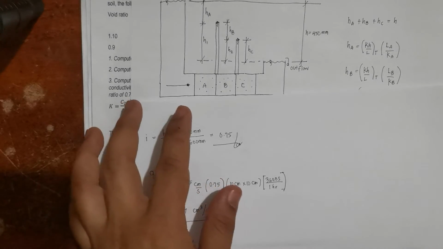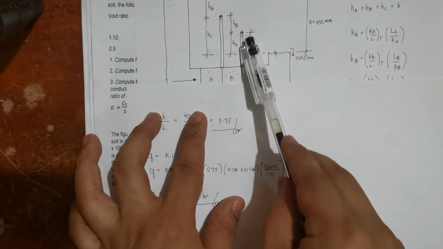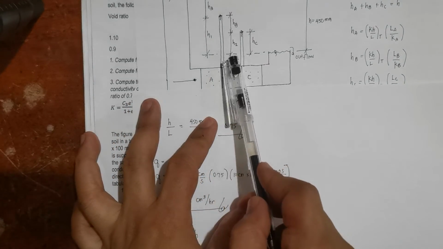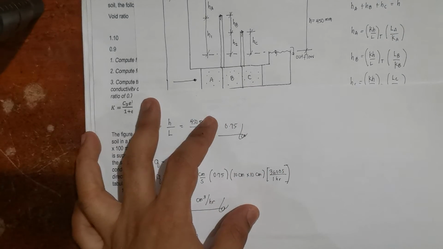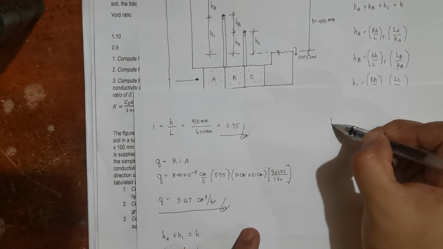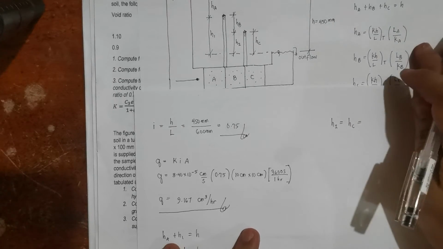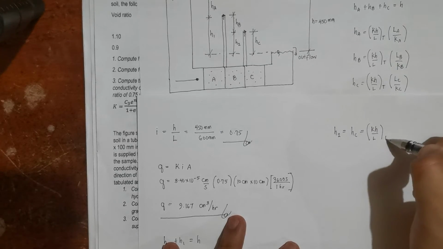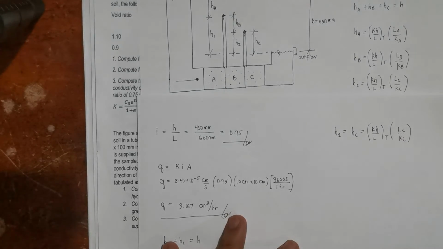And then the last requirement is to compute the height of water at the piezometer attached between soil B and soil C. That is H2. And H2 is also equivalent to HC. So compute HC for you to get the value of H2. That is H2 equivalent to HC, KH over L for total parameters multiplied by LC over KC.